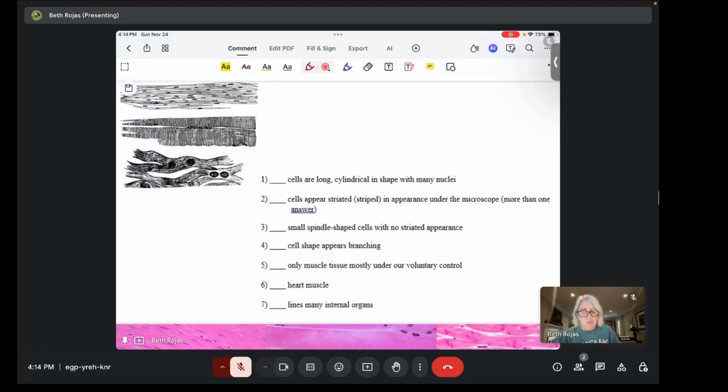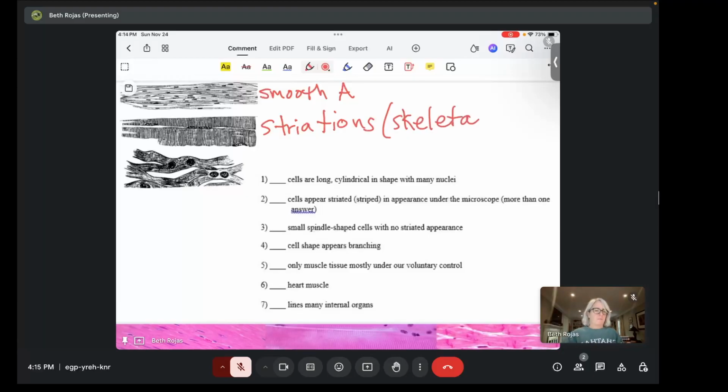So this one is smooth, and this is copied in your notes there, so you can write this out. So we could label that A. And then this one is skeletal. You can see the striations really clearly. Oh, I just wrote striations. Skeletal. Okay, so we'll label that one B.